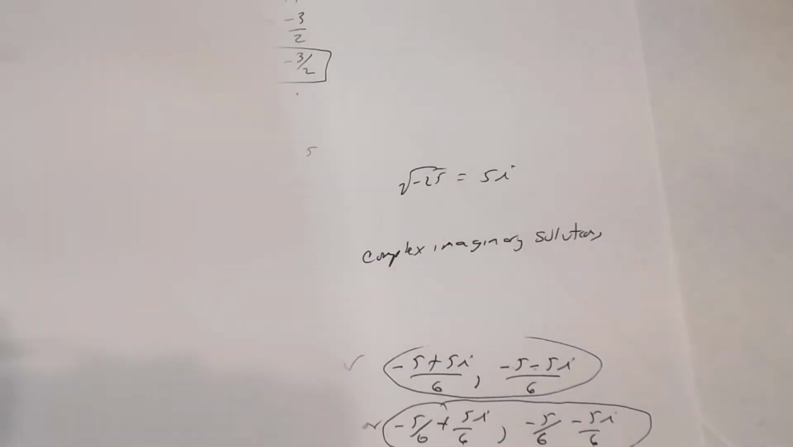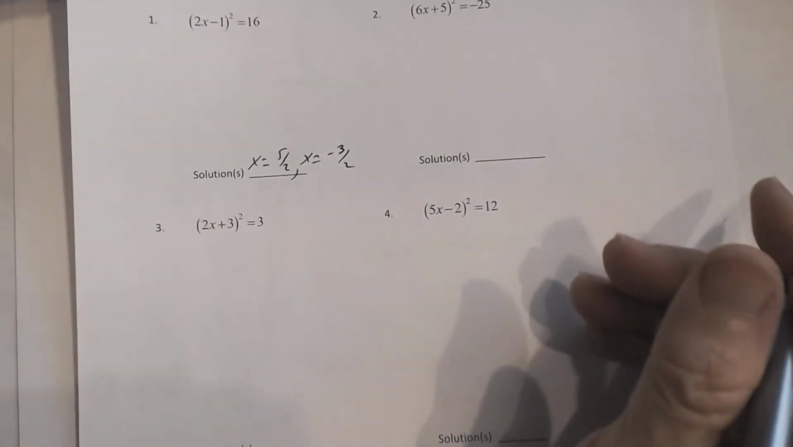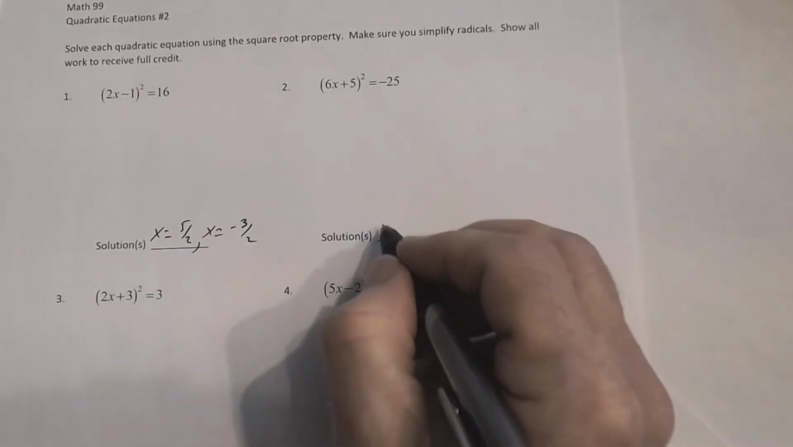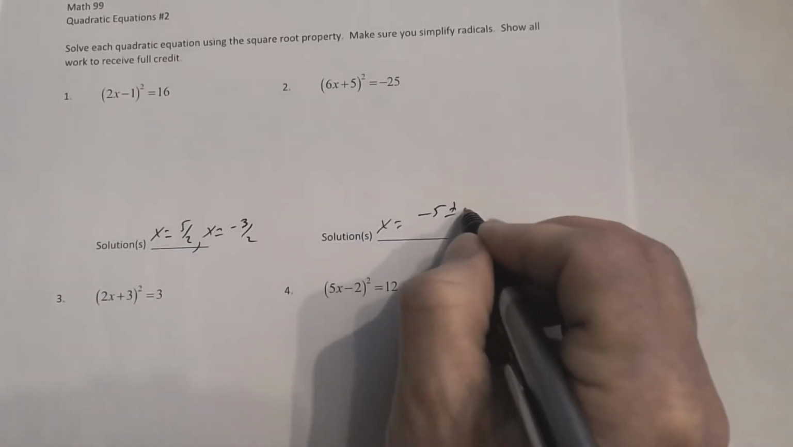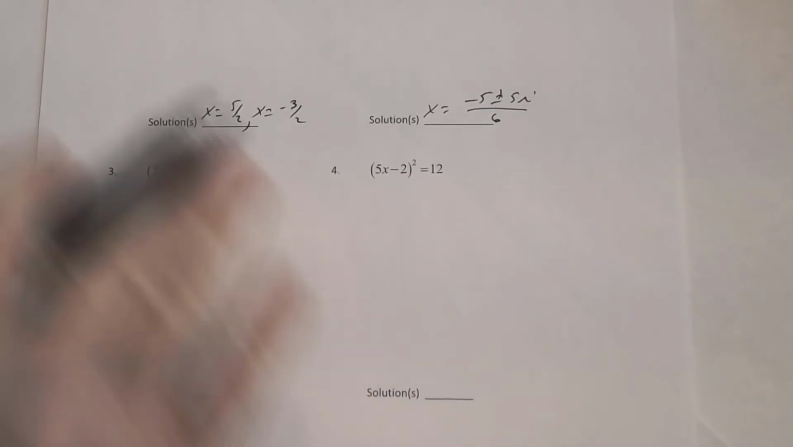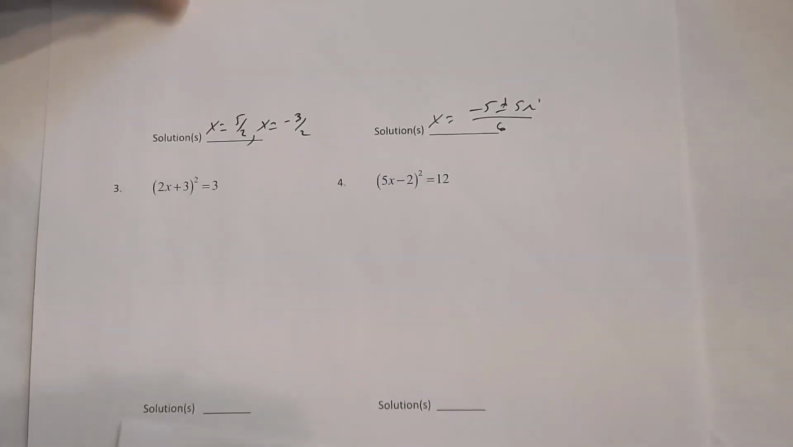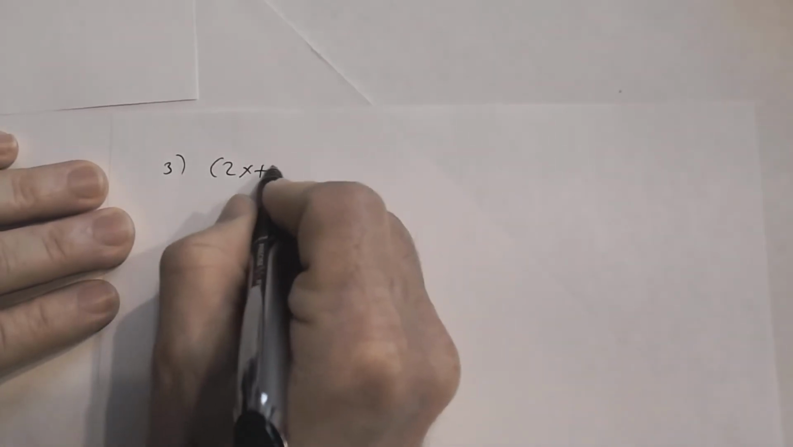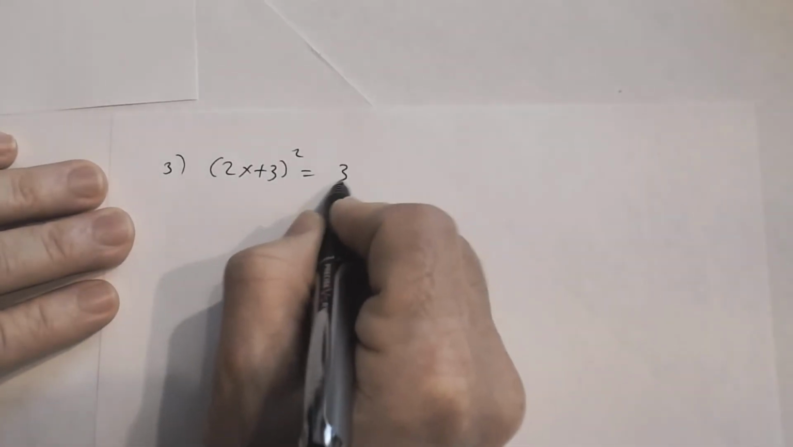So number 2, I'm going to go ahead and write it like the first one. Number 2, we're going to say x equals negative 5 plus or minus 5i divided by 6. Okay, number 3. So number 3, I have this: 2x plus 3 squared equals 3.